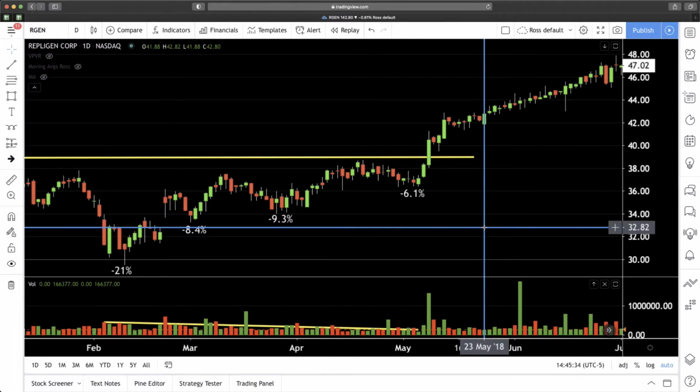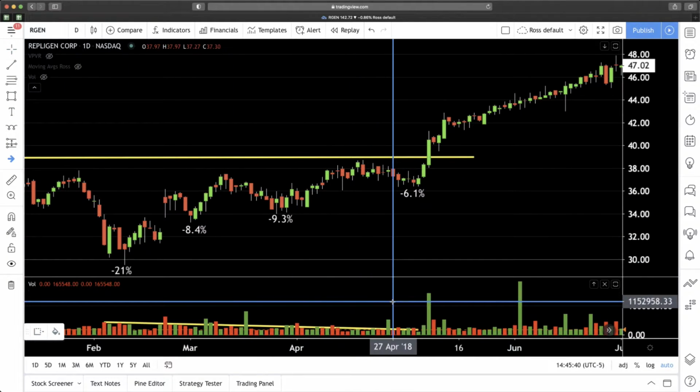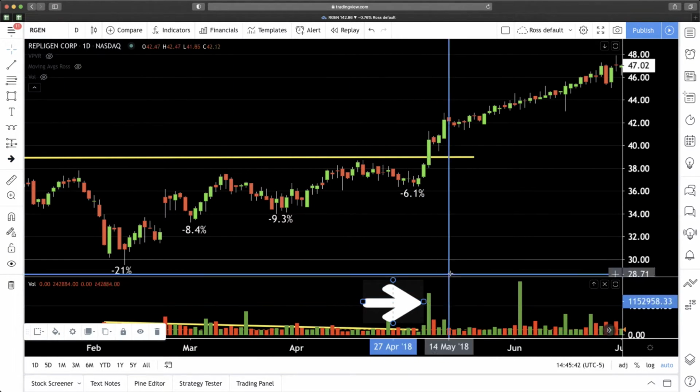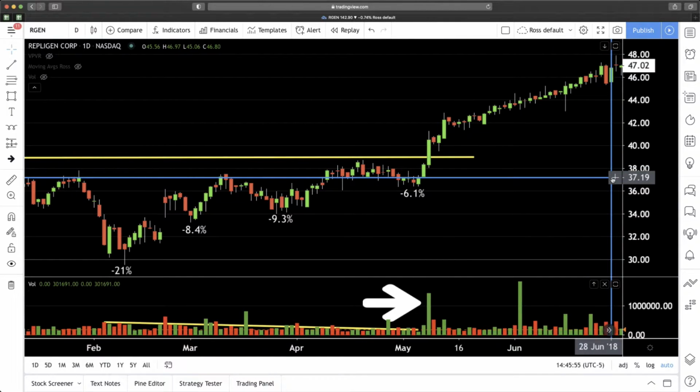Now, here's what you want to look for in a breakout. One, and most importantly, you want it to do so on above average volume. You want a volume candle like this on the breakout day. It should be double, triple, 4 times the average daily volume of the stock. You want to see the stock also break above your resistance level and close above it.